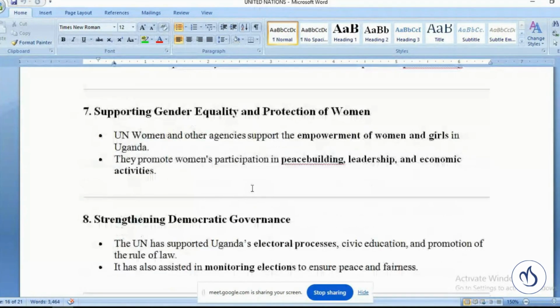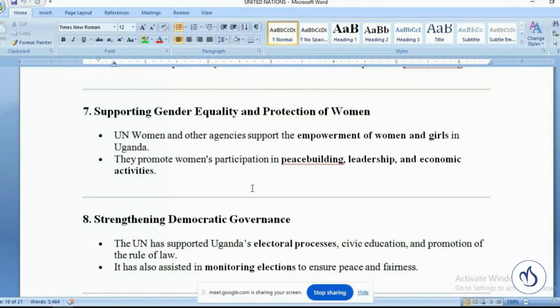Another one, we have supporting gender equality and protection of women. UN Women and other agencies support the empowerment of women and girls in Uganda. They promote women's participation in peace building, leadership, and economic activities. Before this, what you should know about women is that their rights were violated, and they decided to take a back seat, simply because they were women.